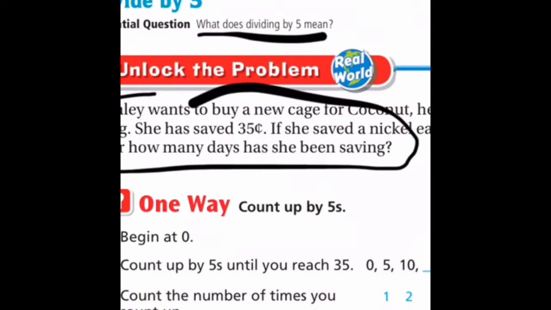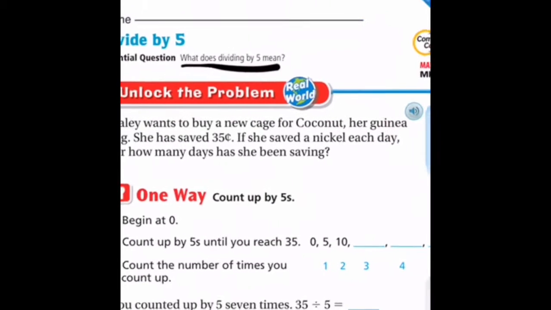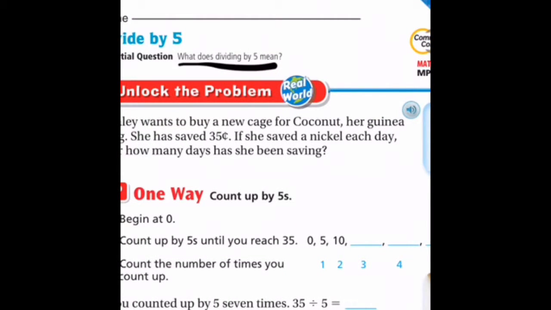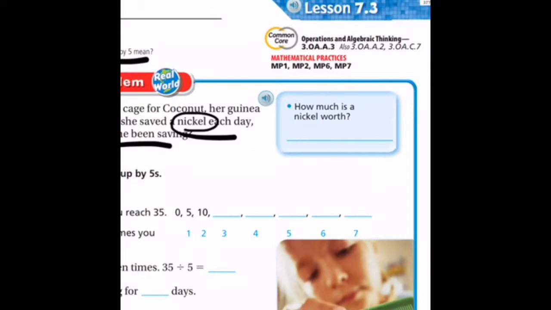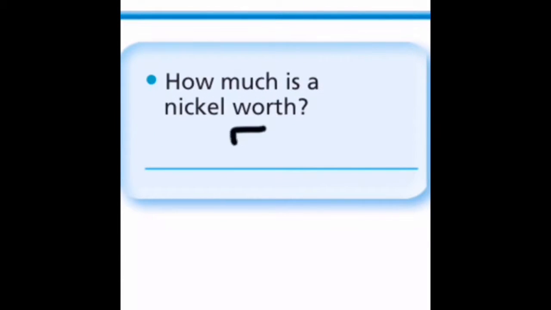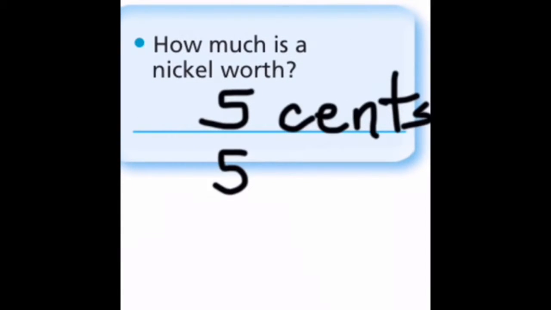Kaylee wants to buy a new cage for Coconut, her guinea pig. She has saved 35 cents. If she saved a nickel each day, for how many days has she been saving? How much is a nickel worth? A nickel is worth 5 cents. So we put 5 cents. Or you could write it this way, 5 with the cent symbol. That's supposed to be a C. Let me redo that. There we go, 5 cents.